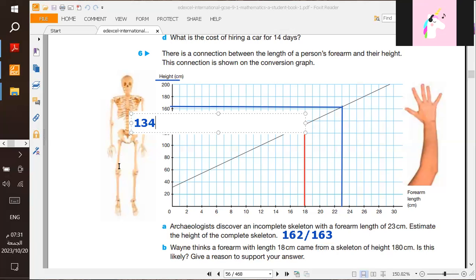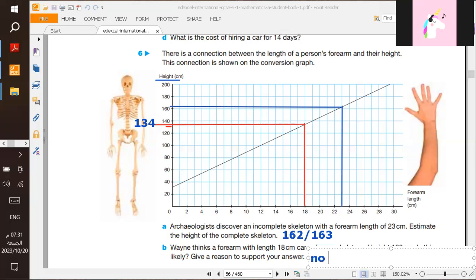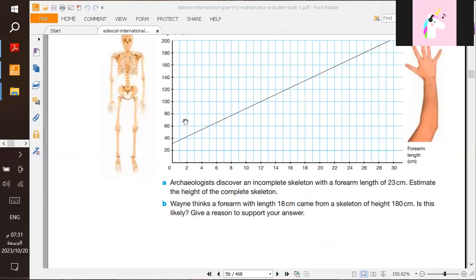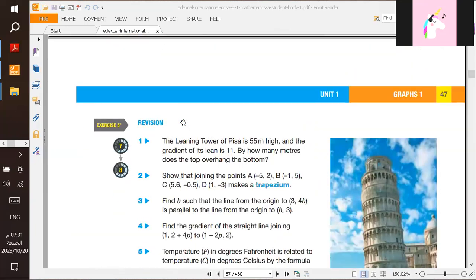And he said that the height that we're talking about is 180 centimeters. So is it likely? It's not. So we're going to say, no, it's not likely, because we found out that an 18 centimeter forearm came out of a skeleton with 134 centimeter height. So it's not likely. That's the idea of question 6. I hope you understood it. It's easy. It's just the idea of reading conversion graphs. That's it. Now let's move on to the next ones. They're all drawing. That's question 6. That's it for this page. Let's move on to the next page.